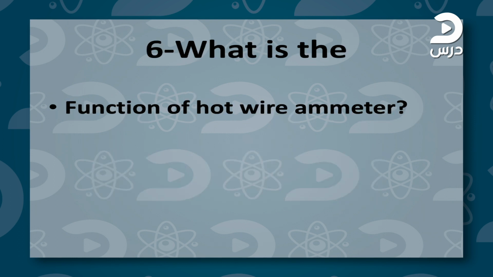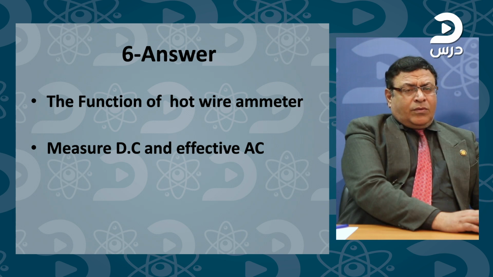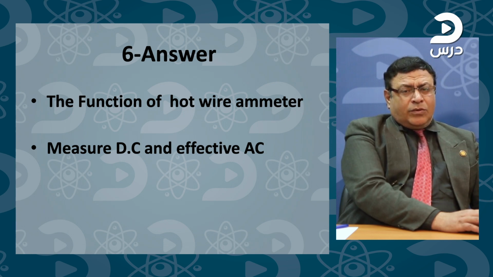Question number 6. What is the function of the hot wire meter? We are talking about chapter 4. The function of the hot wire meter is to measure DC and effective AC, because it has the thermal effect of electric current. So it measures both DC and effective AC because it doesn't depend on direction.